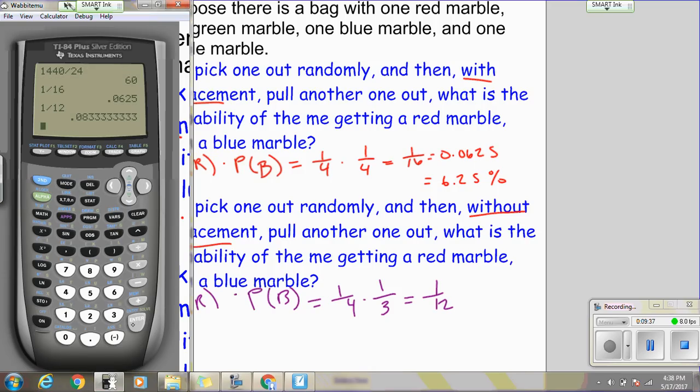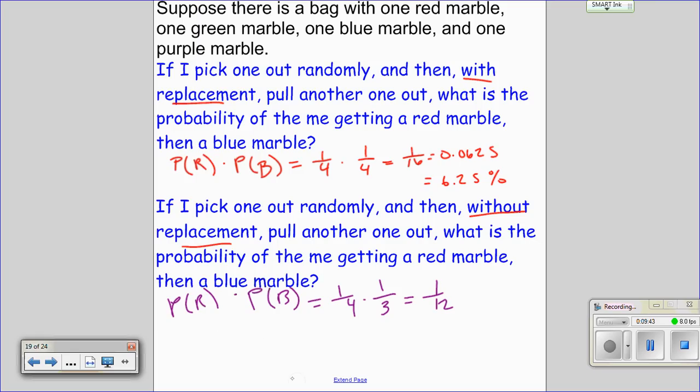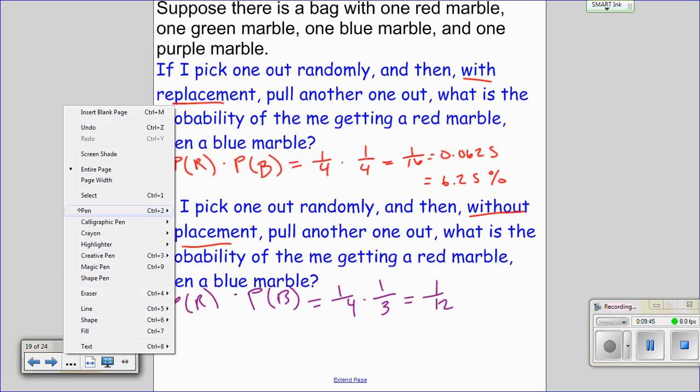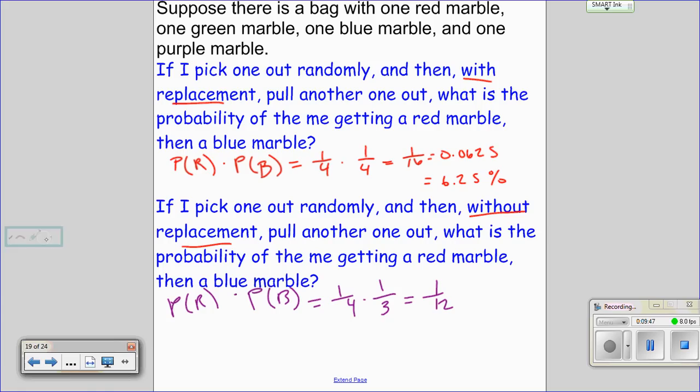is 0.833 roughly. But as a percent, that's 8.33%. So it does make a difference to those two keywords.